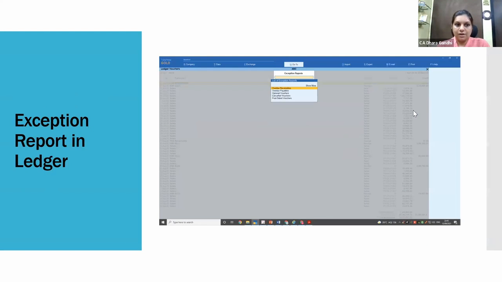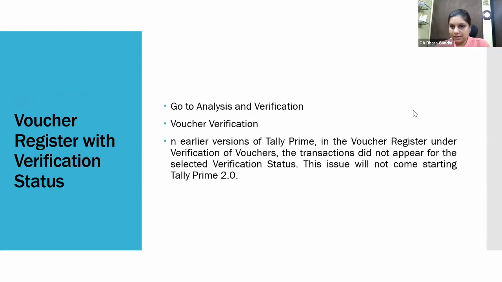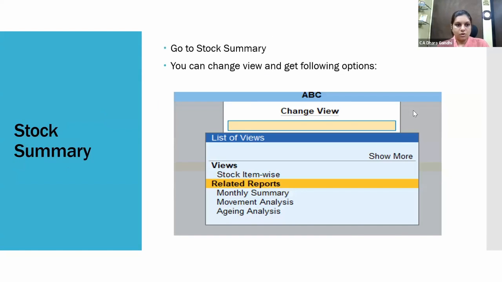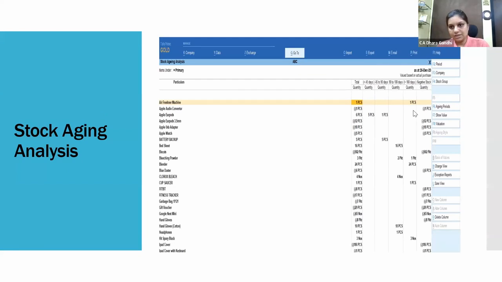Pending bills, aging, we saw exception reports of ledger, we saw related party reports also. Where you mark the related party, you get the related party report through that. Masters and voucher statistics through chart of accounts we saw. Stock summary, we saw stock aging also. We can just run through those stock checking features of data analysis.